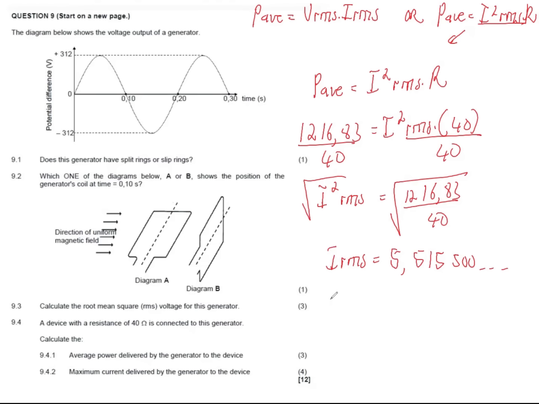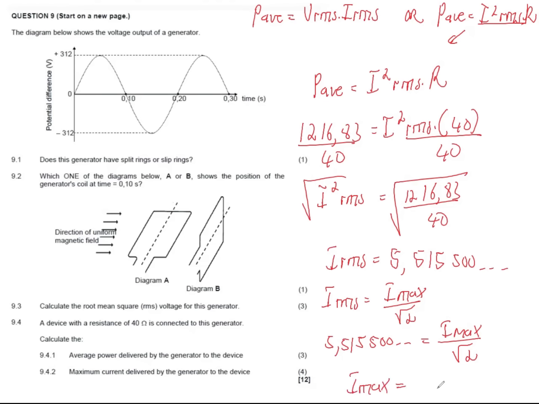Then I want the maximum current. So the maximum current will be: IRMS equals Imax over root 2. Then this is going to be the 5.5155 whole lot of decimals, Imax. So you're just going to keep it in your calculator and then you just go answer multiplied by root 2. So you save the answer in your calculator and just multiply by root 2.